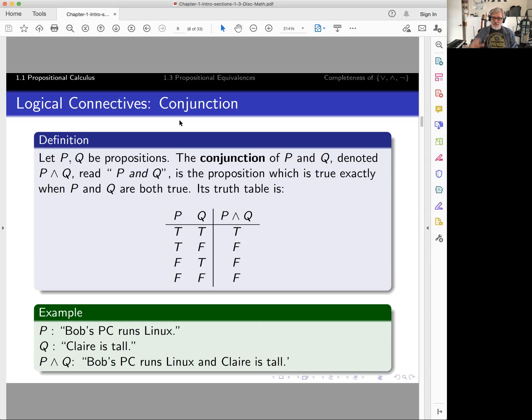I have a little section in there talking about truth tables. I'll get to that, maybe not today. I am not sure I'll get to it today.